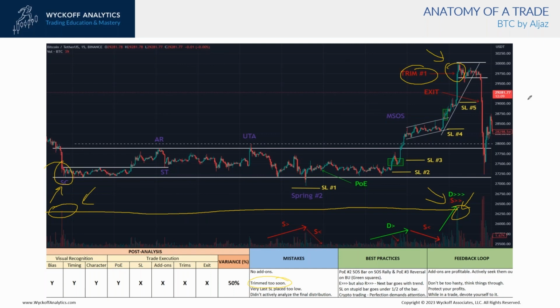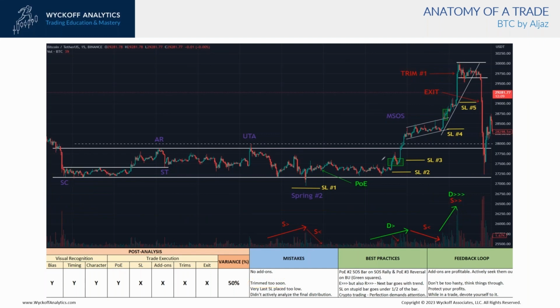If anything, if this is a swing trade that I'm in, I would probably be considering trimming more, like trimming two-thirds of the position, and then having the mechanical stop loss at around this level at half of that big spread, and that would be it for this trade.